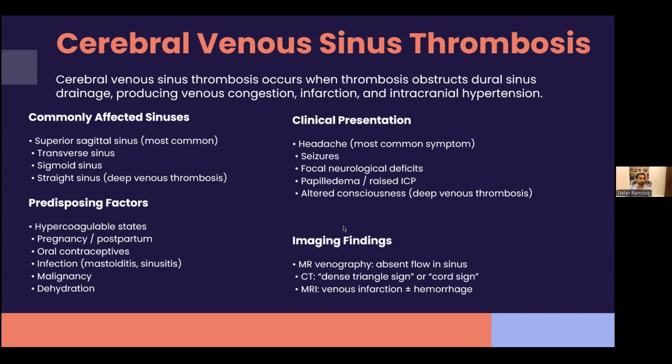Diagnosis is primarily radiological. On CT imaging, thrombosis of the superior sagittal sinus may produce a classic dense triangle sign. CT venography or MR venography demonstrates absence of normal venous flow within the affected sinus. MRI may also demonstrate venous infarction, which can often appear hemorrhagic and will not conform to the arterial territories. Management typically involves anticoagulation, even in the presence of hemorrhagic venous infarction, as the underlying pathology is thrombosis rather than a primary hemorrhage.